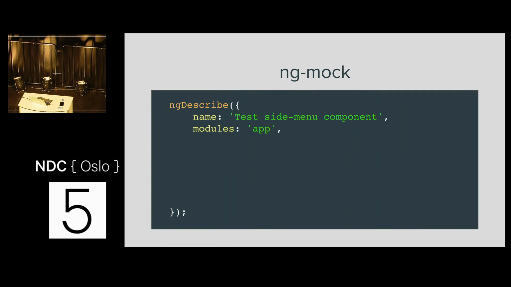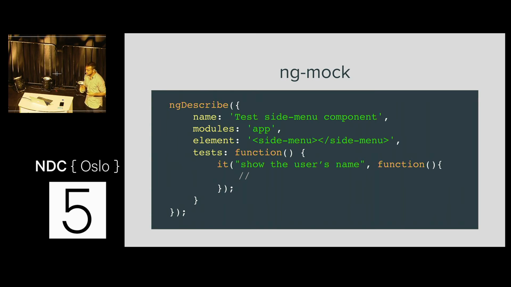So start by saying ng-describe, and then I name my test, and then set whatever module I need to inject. And then I can tell ngmock, I want to test the side menu element. So I pass an element and say side menu. And then I can write my test suite inside of it. So that's really a nice way to avoid all the boilerplate code that you need to write tests. Some teams create their own helpers, but you can also use something that's already out there and it works.